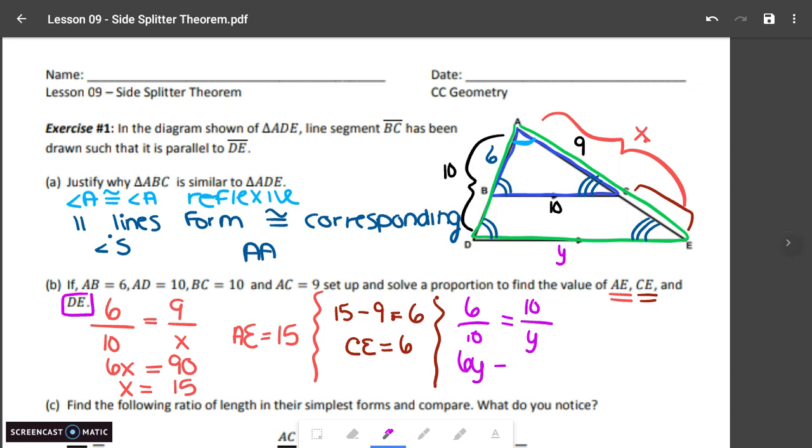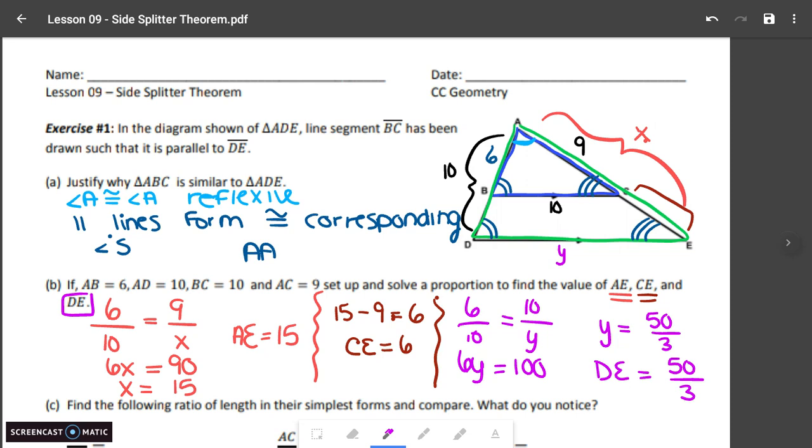We'll end up with 6y, this time equal to 100. But when we divide both sides by 6, we're going to get a long repeating decimal. So I'm just going to put it into a fraction and say it's 50 over 3 when we simplify. So for right now, the length of DE is equal to 50 over 3.